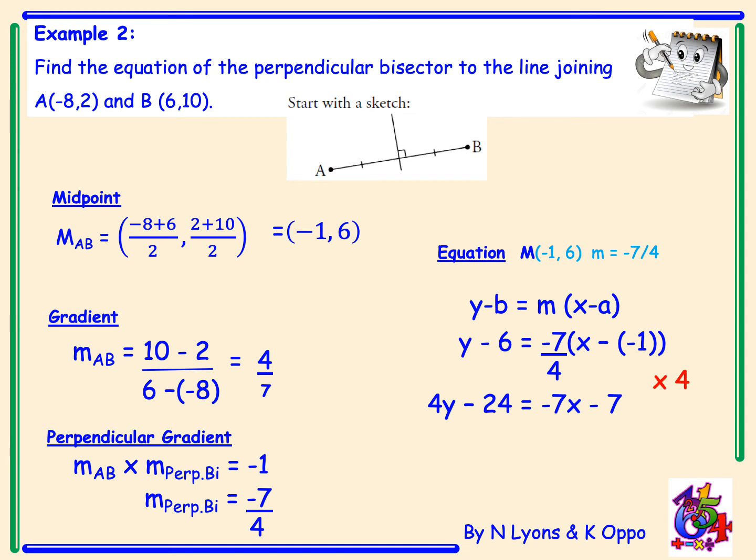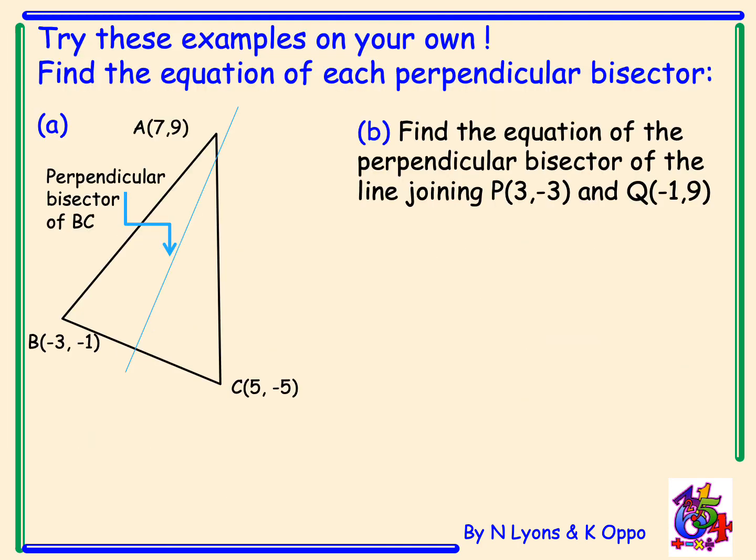This will give an answer of 4y minus 24 equals, and then I'll be left with -7 multiplied by a bracket, and if I expand the bracket I get an answer of -7x take away 7, which rearranges to give 7x plus 4y is equal to 17.